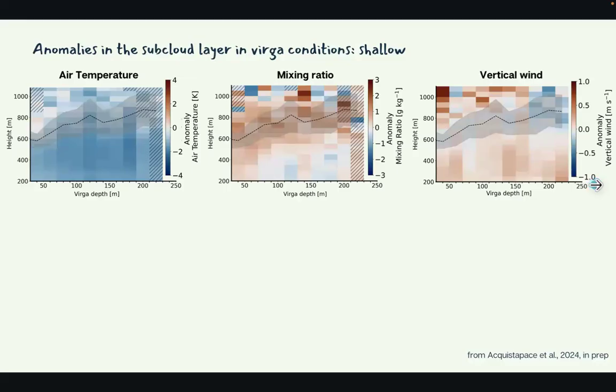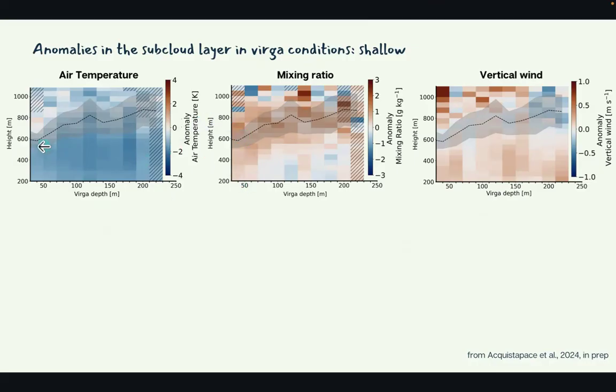But of course, we can also look at the impact that virga, so evaporating precipitation that evaporates before reaching the ground, can have on the subcloud layer. Here we are looking just at shallow clouds, the anomalies of air temperature, mixing ratio, and vertical wind from left to right as a function of virga depth and elevation. Virga depth is the vertical extent of the virga below cloud base, down to where the virga is basically completely evaporated.